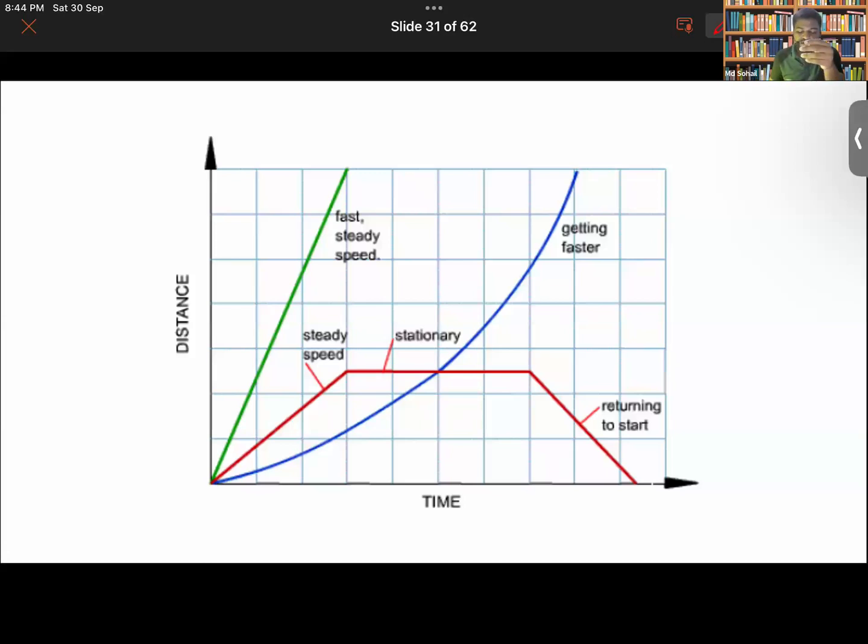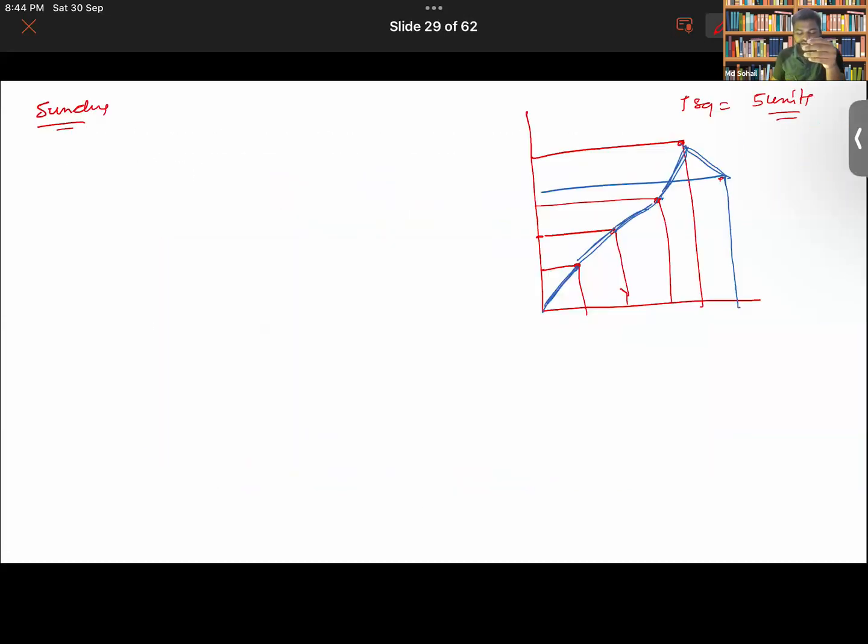For example, I am traveling somewhere, and say I have traveled 100 kilometer. Let's say this journey took me 5 hours to complete. So in order to find out my speed, what did I do? I simply divided my journey into 5 parts, let's say 1, 2, 3, 4, and 5.